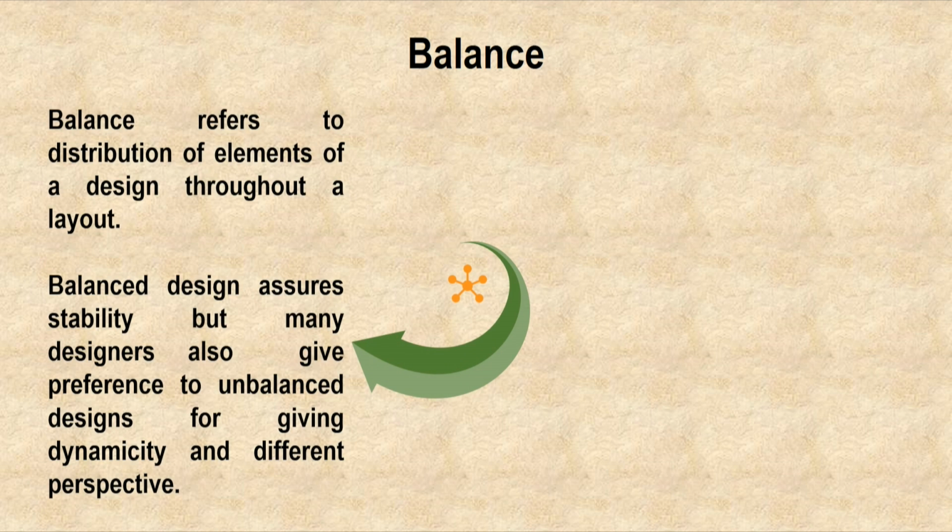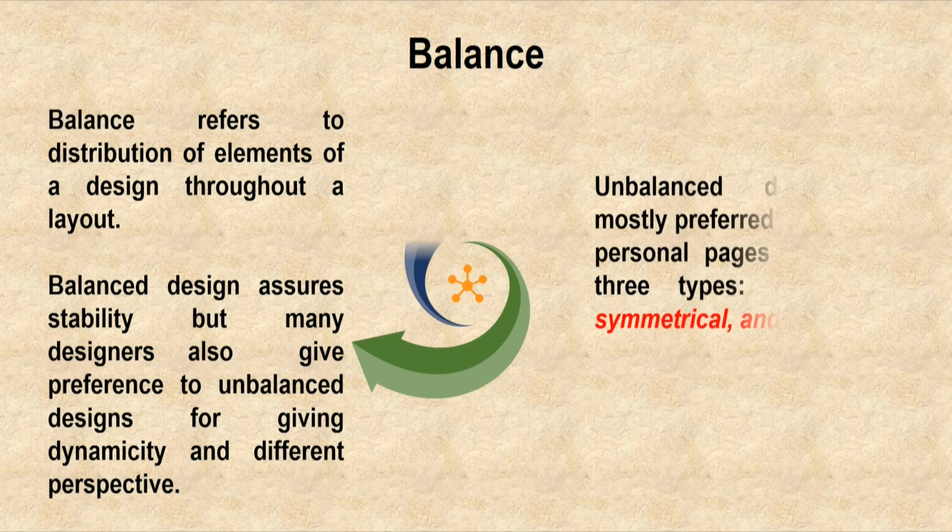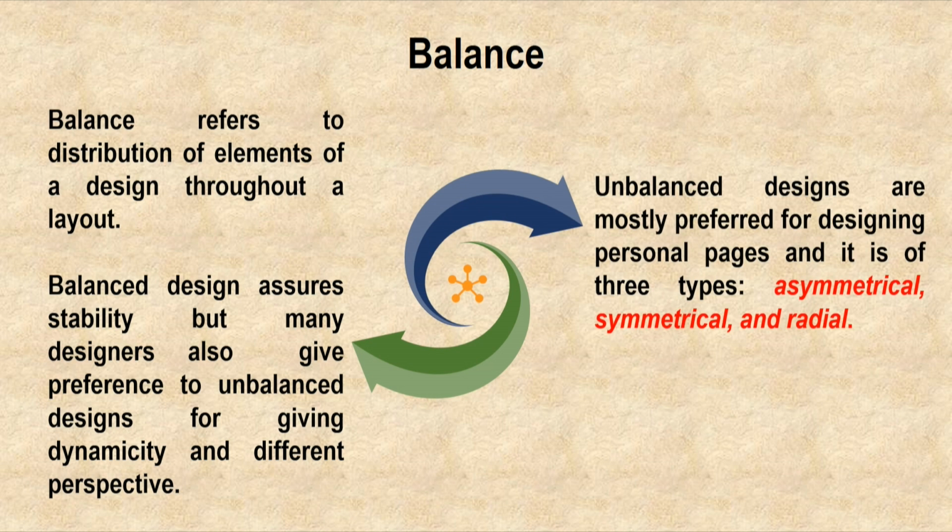Balance refers to distribution of elements of a design throughout a layout. So it all depends upon how we are distributing the different elements in a particular graphic design. Balanced designs assure stability, and many designers also give preference to unbalanced graphic designs, which are generally used for giving dynamicity and a different perspective to the overall design. Unbalanced designs can be preferred for designing personal pages, and it is of three types: asymmetrical, symmetrical and radial.